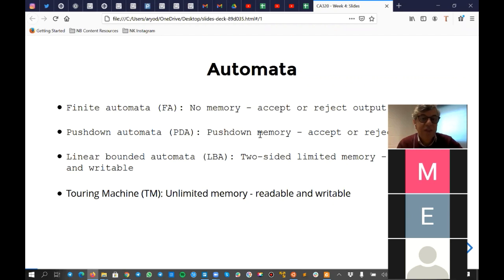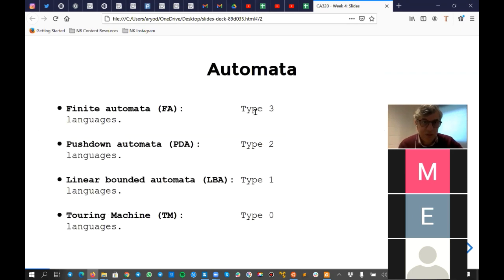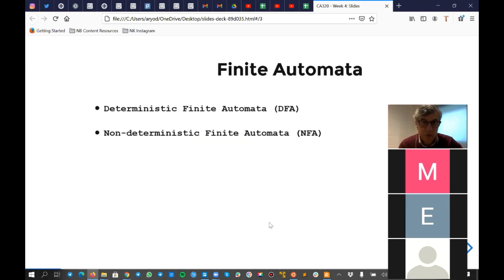Pushdown automata have limited memory, and they accept or reject. Linear bounded automata have two-sided limited memory and are readable and writable. And we have the Turing machine, which is readable and writable. For this week, we are going through the finite automaton, like we have started already. Like I said, FA is for type 3, pushdown automata, PDA, for type 2, LBA for type 1, and Turing machine is for type 0 languages.